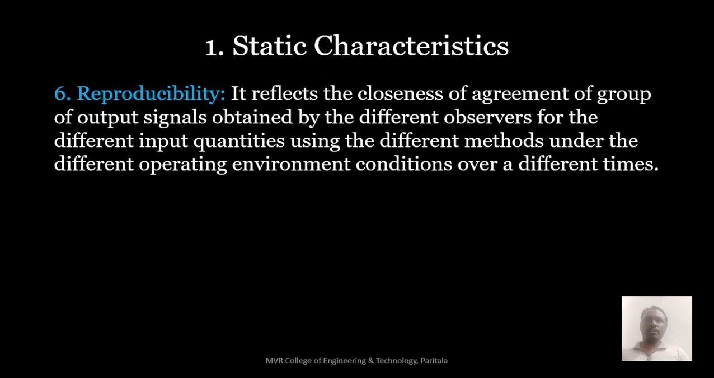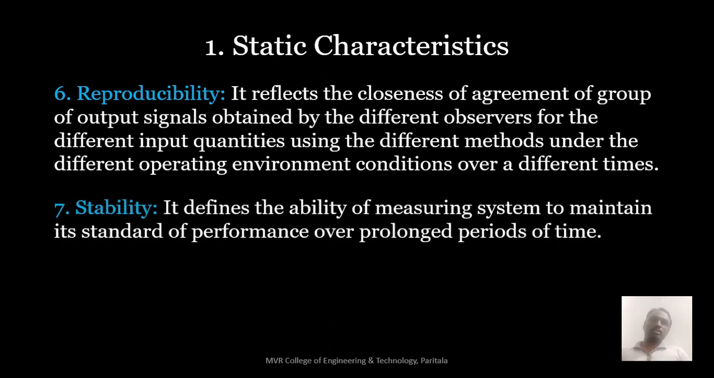So next one is stability. It defines the ability of the measuring system to maintain its standard of performance over a prolonged period of time. So it is very near to uncertainty. Uncertainty means if there is any change, that can be called uncertainty. If there is no change, it has more stability. So what is the difference? Uncertainty means if there is any change when you place the same input for a long time. Stability means if it was not changing for a long period of time, then the instrument will have more stability.